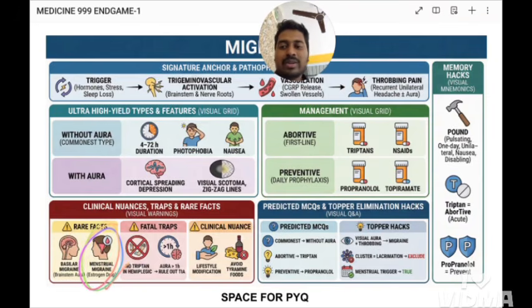One more is menstrual migraine. I told you that there is a hormonal factor in migraine. So whenever there is an estrogen drop, especially during the menstrual cycle, women get migraine. So this is a type of migraine which you should know about, which rarely can be asked in INICET.